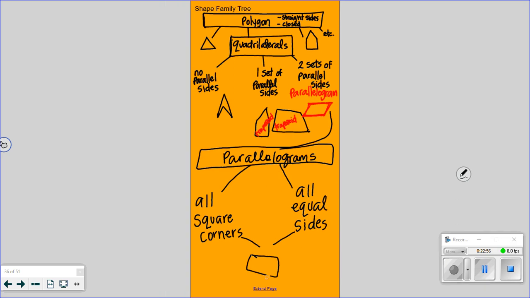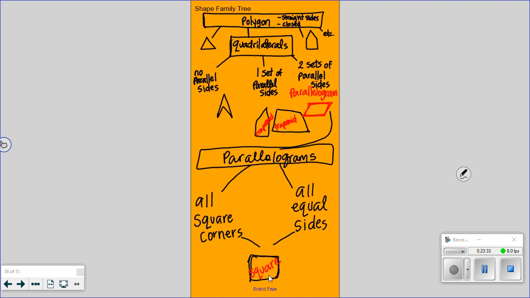Nice. I'm going to clean up this side a little bit for you, Jordan. In our parallelogram family tree, we've got two special rules: shapes that have all square corners, and shapes that have all equal sides. We have one shape that does all of it, and that is a square. Go ahead and draw a square right in the middle. That's the special shape that does it all. It's got all the rules. Squares.